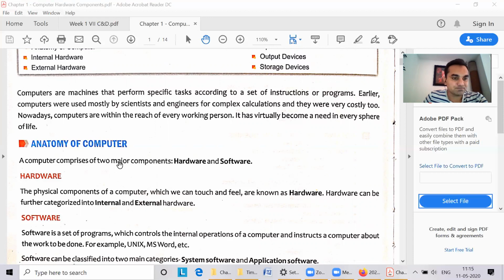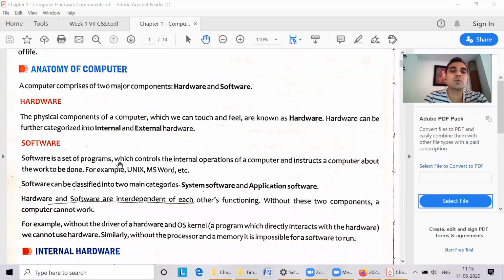Anatomy of computer. The computer comprises two major components. One is hardware, second is software. Hardware, the physical components of computer which we can touch and feel. Like this, we can touch the laptop, we can touch the mobile. So what we can touch and feel is known as hardware.